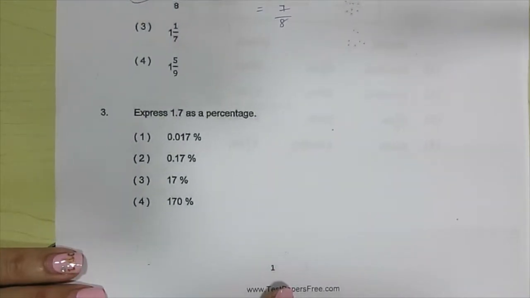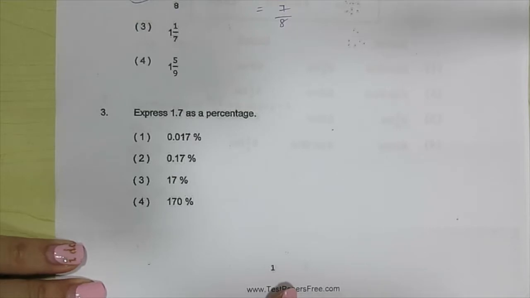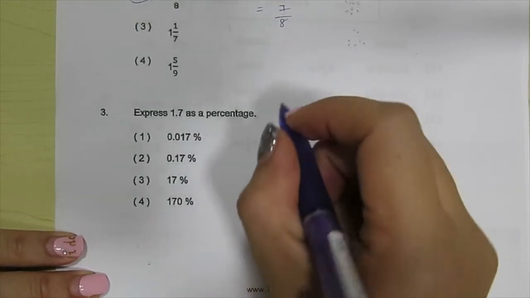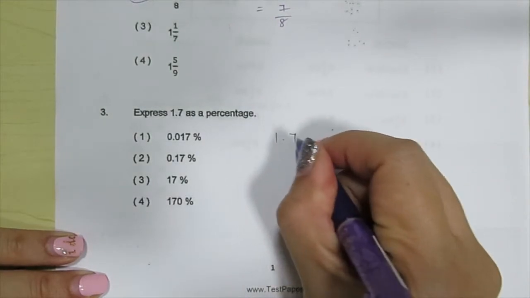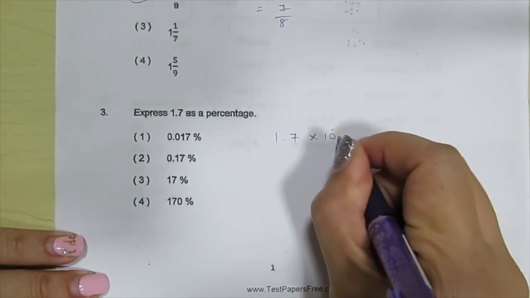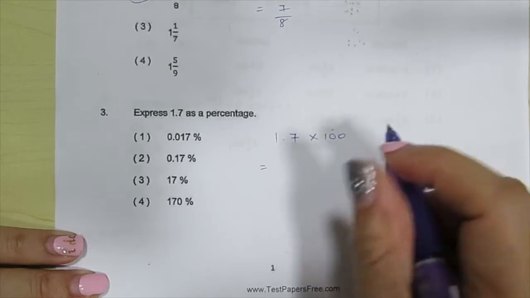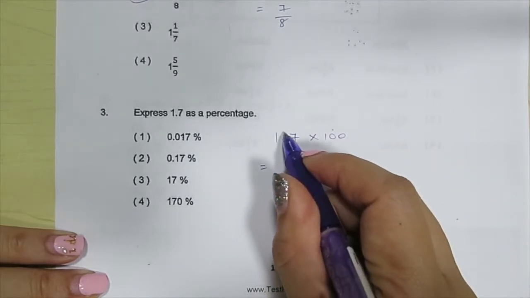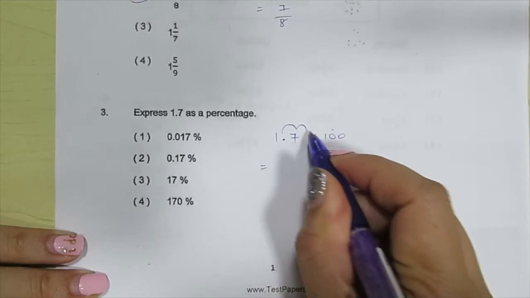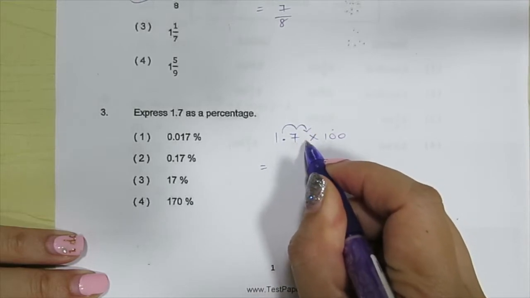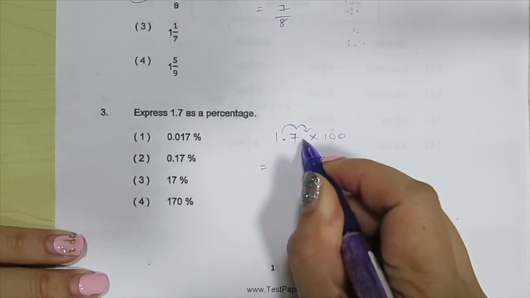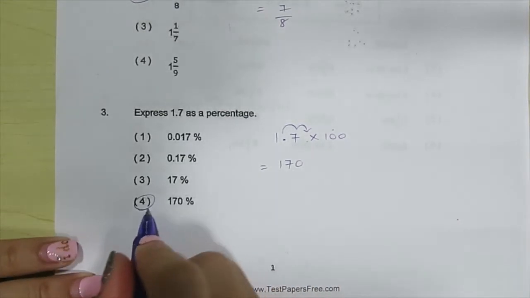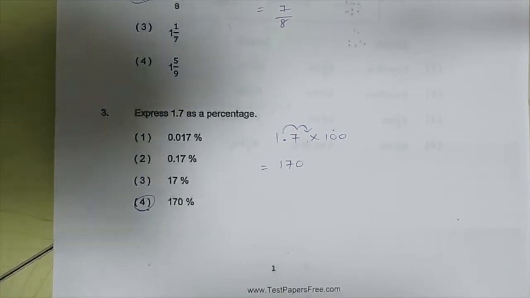Question 3, express 1.7 as a percentage. This decimal, in order to express as a percentage, we will times 100. So we will just take 1.7 times 100. When we multiply by 100, we simply shift our decimal point to the right 2 times. Once, twice. So our decimal point becomes here. Fill in a 0 in the space. So this is 170. 170%. Option 4.